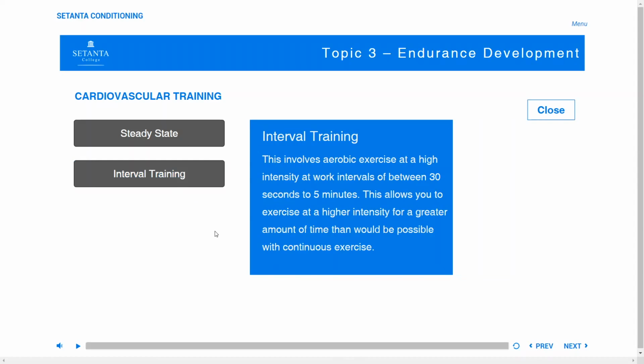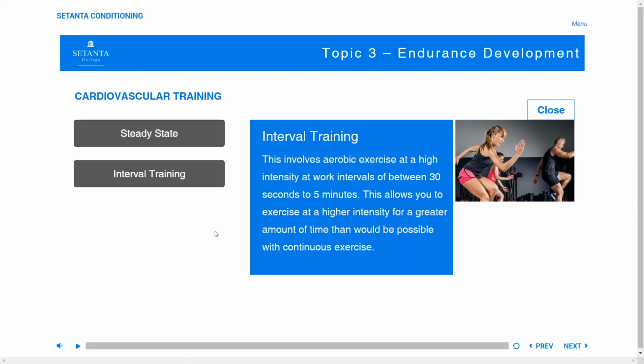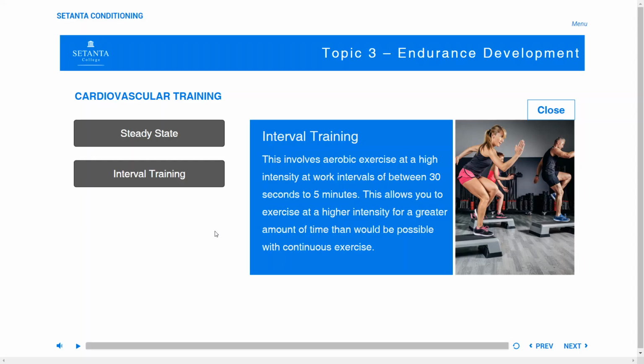Interval training. This involves aerobic exercise at high intensities, at work intervals of between 30 seconds and 5 minutes. This allows you to exercise at a higher intensity for a greater amount of time than would be possible with continuous exercise. Interval training can be taxing on the body due to the high intensities. Because of these stresses placed on the body, interval training should be used sparingly, and appropriate recovery should be given between high-intensity days to avoid the risk of overtraining.